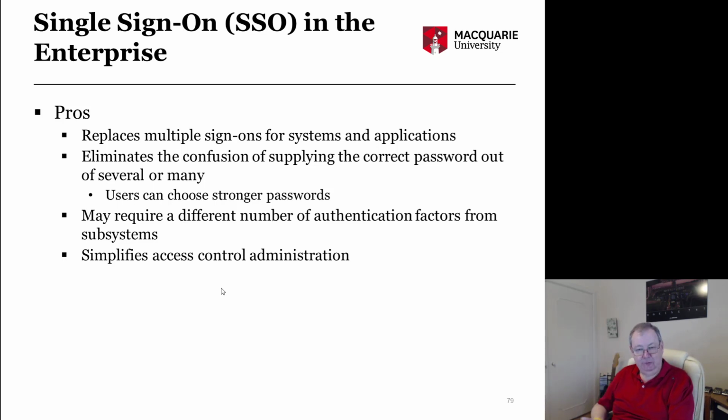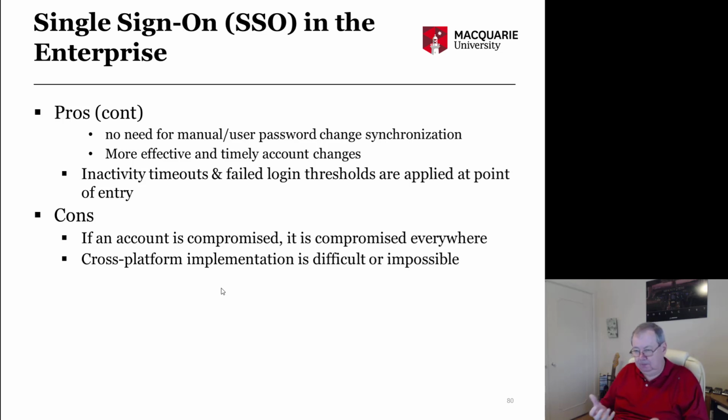And that makes life a lot easier for the user, and it simplifies access control generally. It also means there's no need for users to go around one by one, changing their password everywhere. And you can often apply inactivity timeouts and failed login thresholds at the point of entry. But the downside is you typically are using the one password everywhere, and that is a weakness. If the password hashes get retrieved from one system and broken by a dictionary or rainbow tables attack, then it's compromised on every system. It's only as strong as the weakest link. And also cross-platform implementation may be difficult or impossible. There are obscure systems that just don't fit in with a single sign-on.